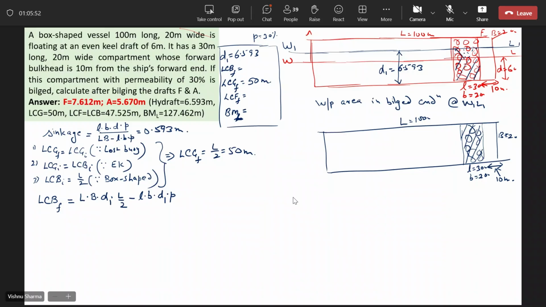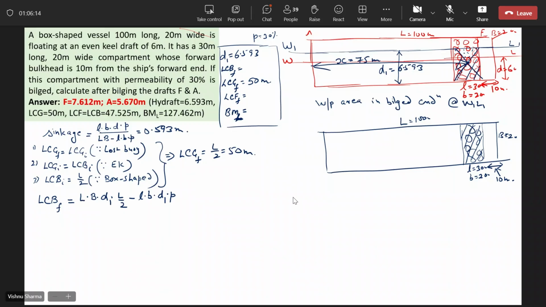See, I'm coming to the diagram. The geometric center of this volume will be here. Its lever will be this much. Let me call it X. This is 75 meters. Does everybody agree the lever is X and the value of X is 75? Yes or no? Class, is that clear? Correct, sir.